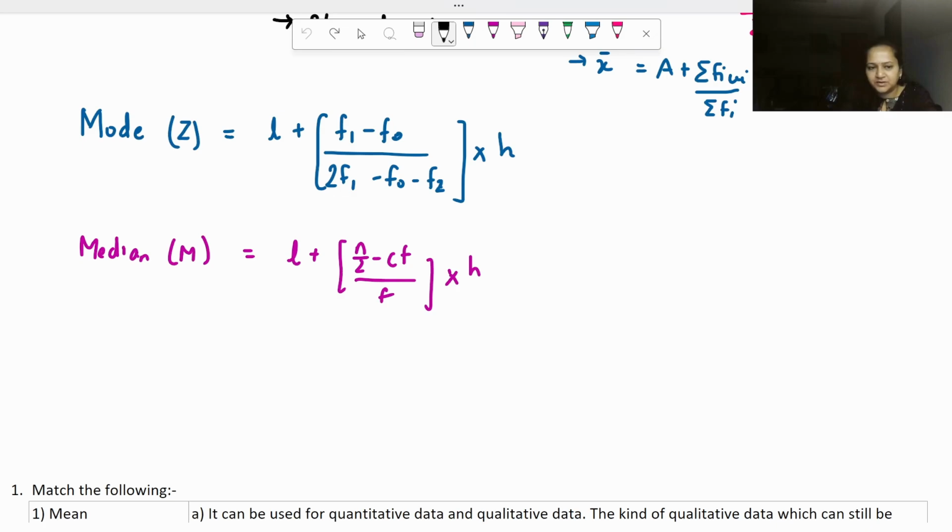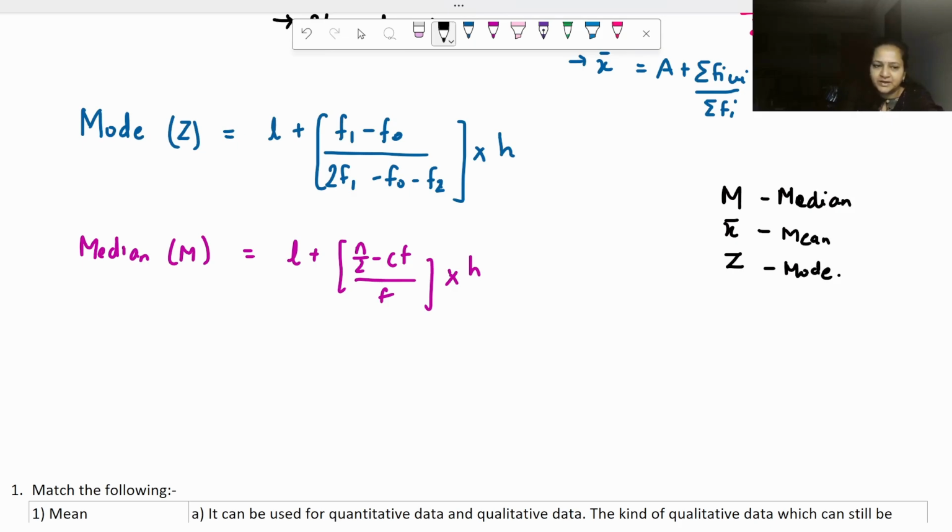An easy way to remember is, we know mean is denoted by X bar, median is denoted by M, and mode is denoted by Z. Am I right? M stands for median, X stands for mean, and Z stands for mode.